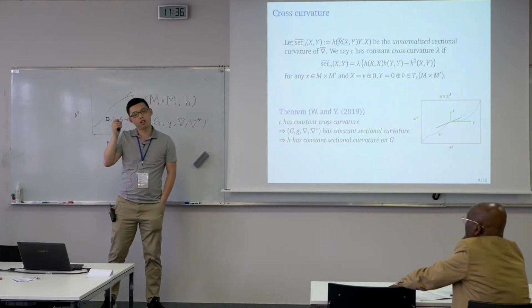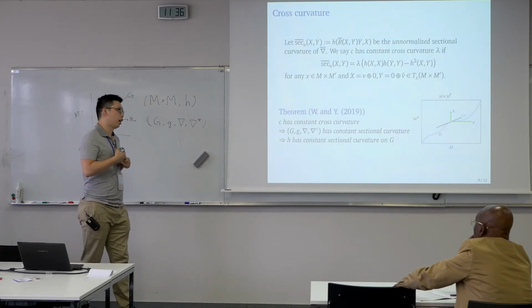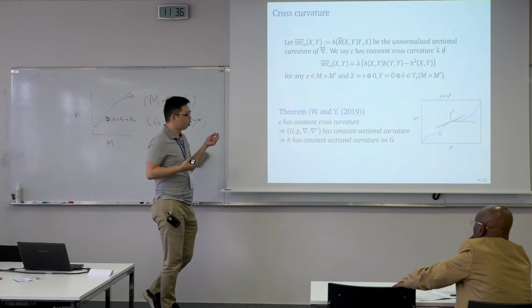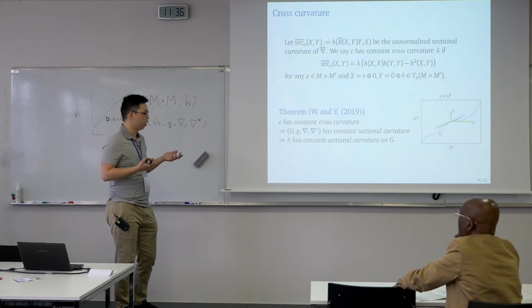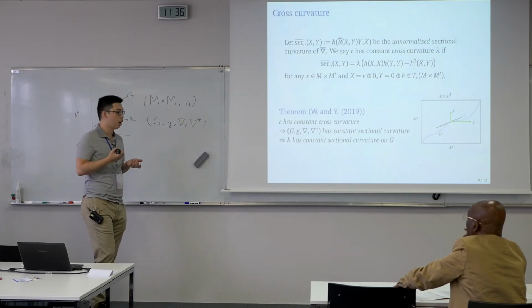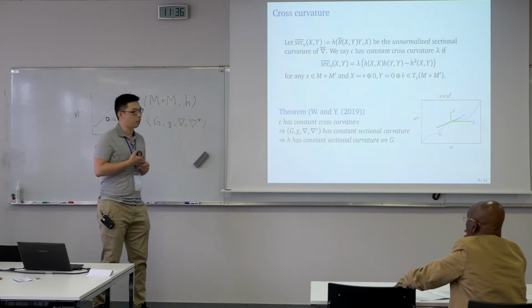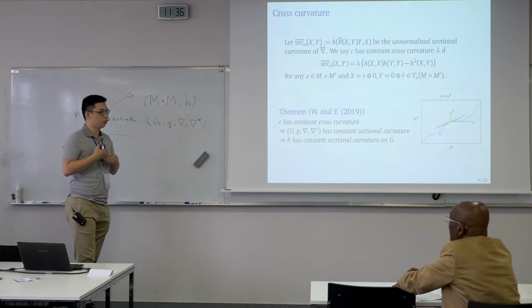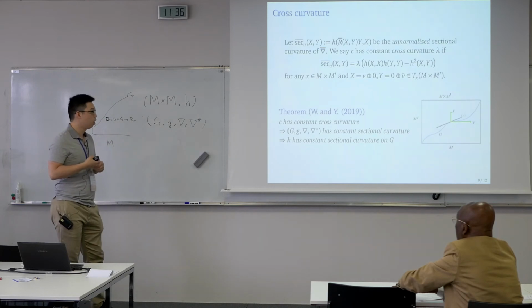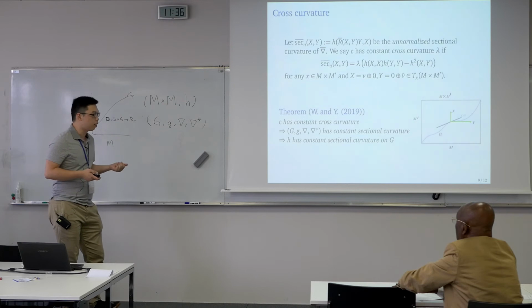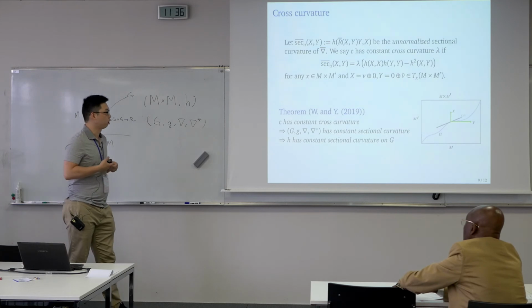This is one of our theorems in our paper. It shows that if the cost function has constant cross curvature, then the corresponding dualistic structure also has constant sectional curvature everywhere. Another consequence is that it also has constant sectional curvature on the graph G. So this is one of the relations of these sectional curvatures. In the next slide, I will also give another interpretation of the cross curvature.